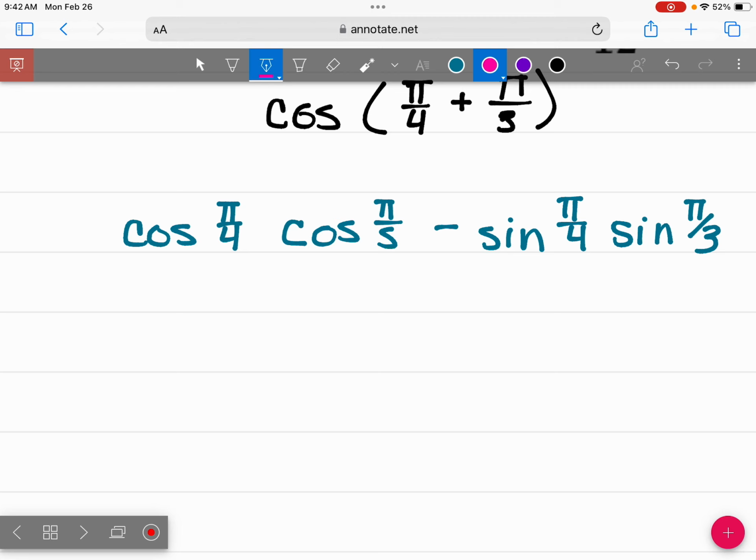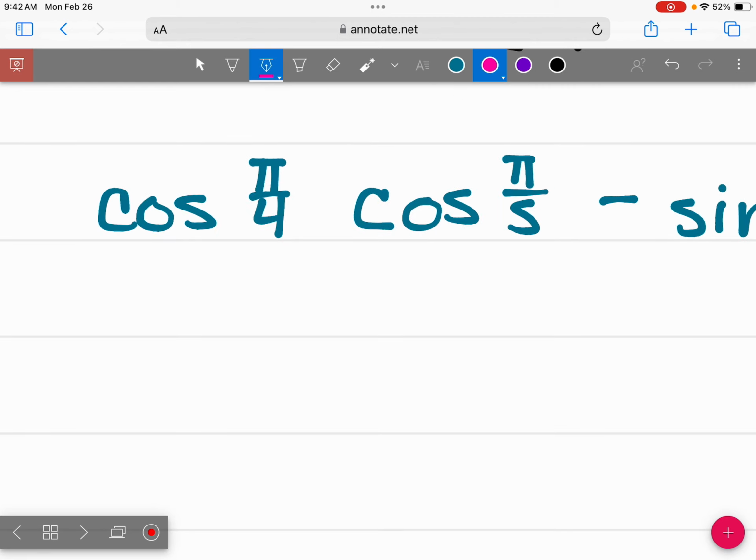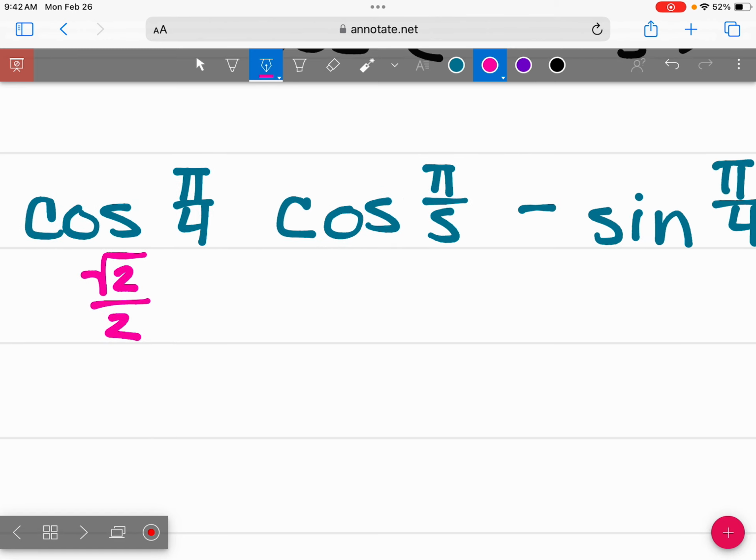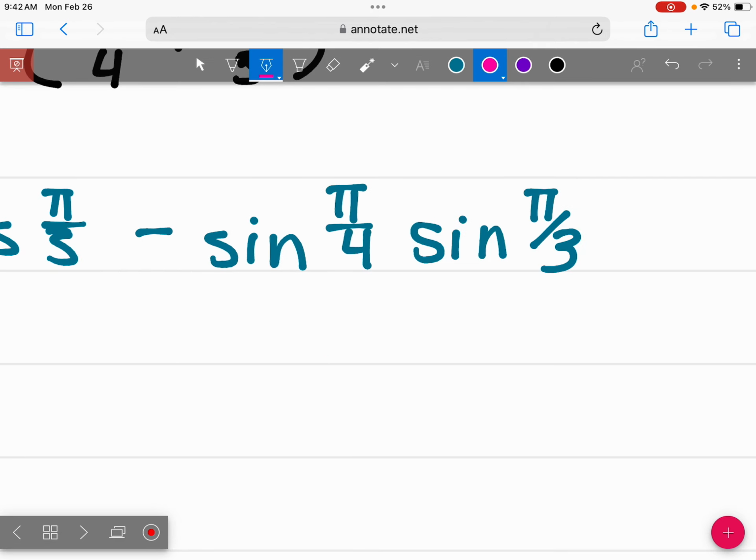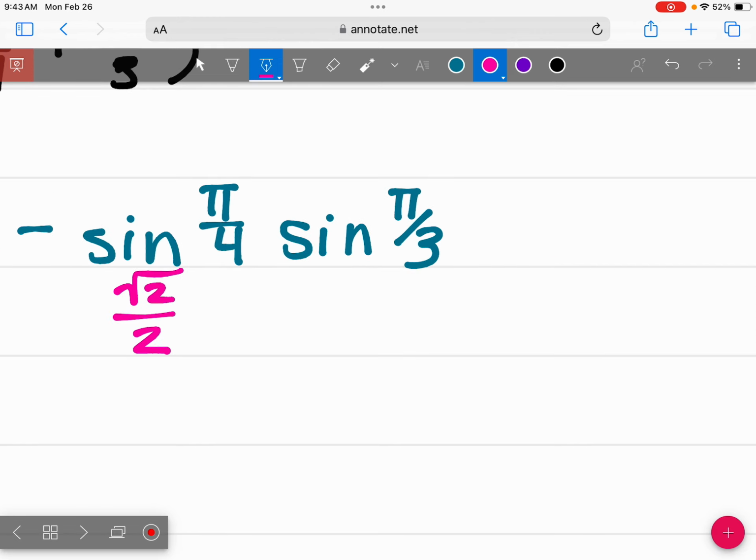What is the cosine of pi over 4? It is in fact square root of 2 over 2. What is the cosine of pi over 3? It's a 3, but it's a 3. 1/2. What is the sine of pi over 4? Square root of 2 over 2. And the sine of pi over 3? Square root of 3 over 2.